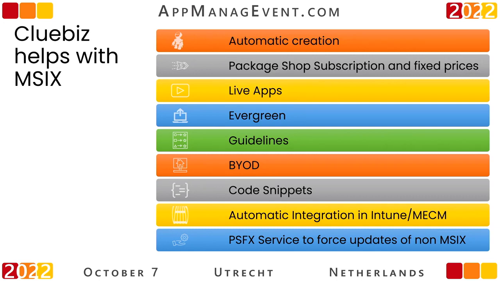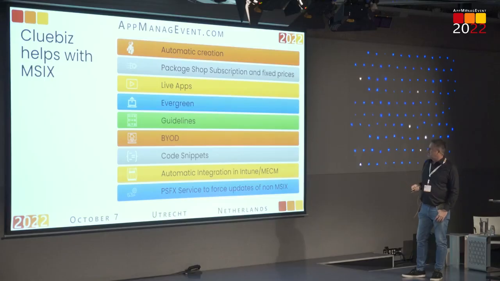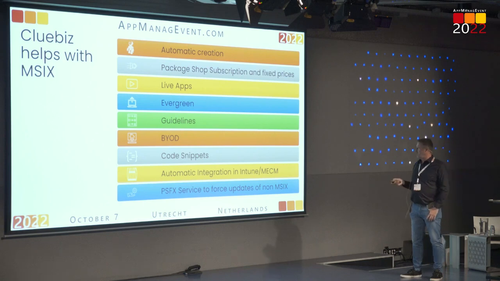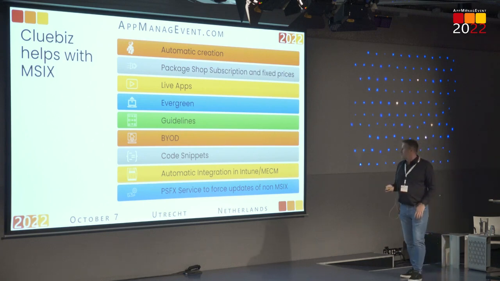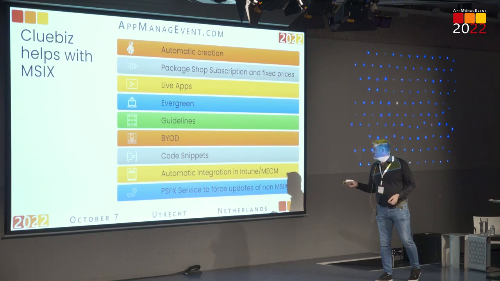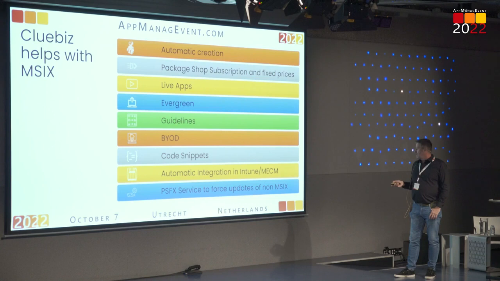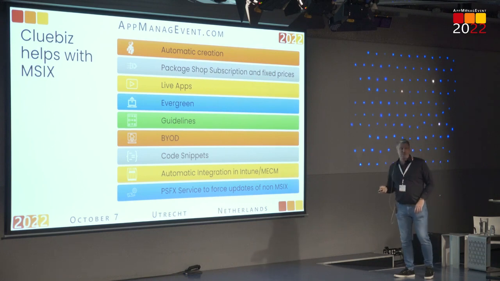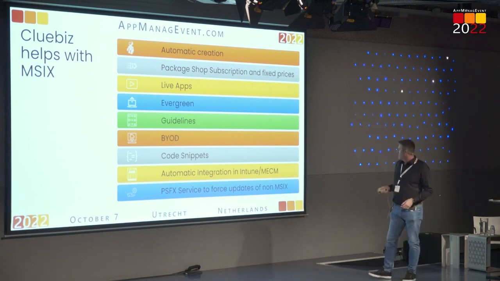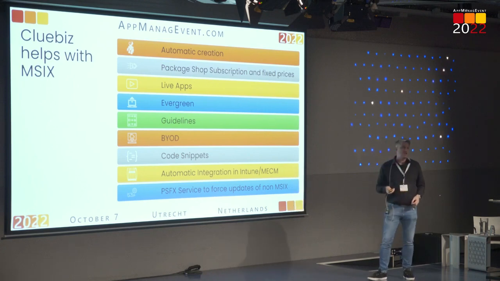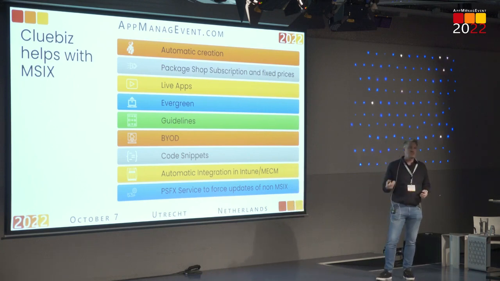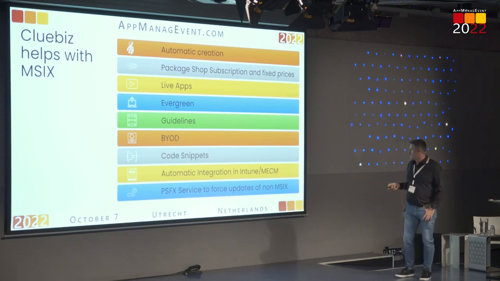So you can use our evergreen package. We always provide the latest version for the most common apps. There are guidelines that you have seen, naming conventions, stuff like that. We have code snippets for you. So if you have your own project, just use the existing one or ask us for code snippets. And we have an automatic integration into Intune or Endpoint Manager, so that we provide the PowerShell scripts or the interfaces to directly upload this to your environment.